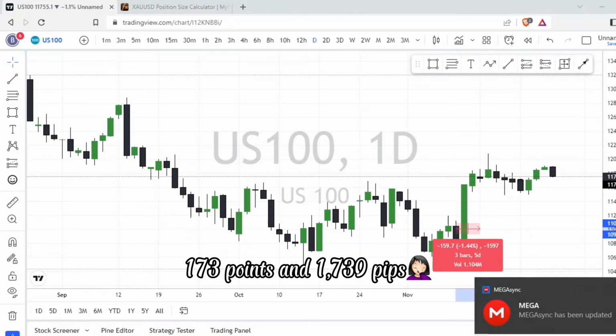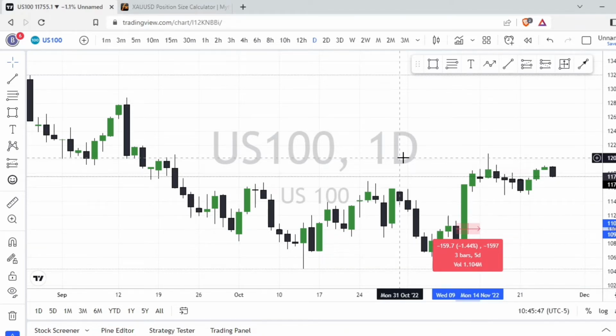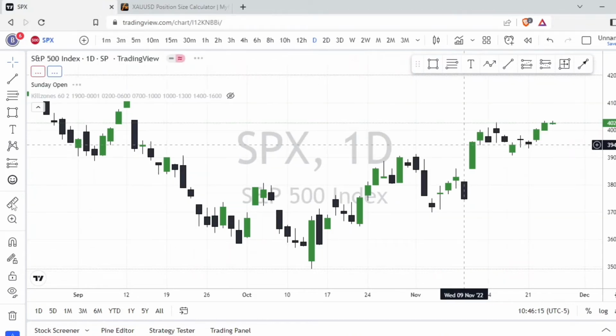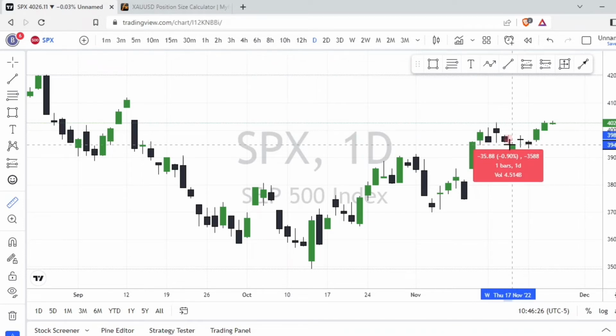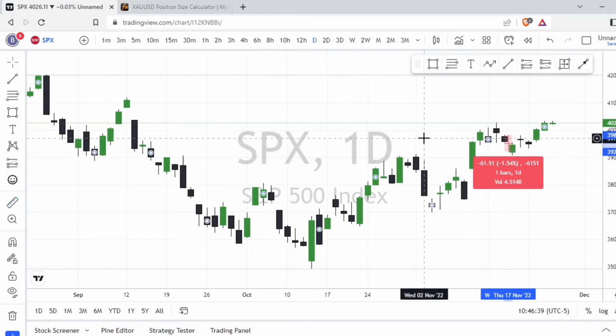So you use the same method we used for the US30, also for your Nasdaq and your SPX. So this SPX right here, from wherever you're taking your entry from, you just use your ruler tool to measure it. So we are having 46 points, just your entry subtracted from where you want to place your stop loss. Then use the same method we used in calculating the US30 and also getting how much you're going to be losing.